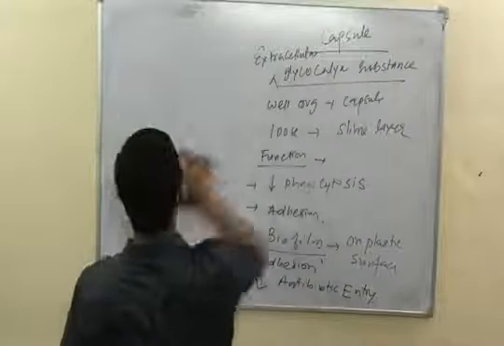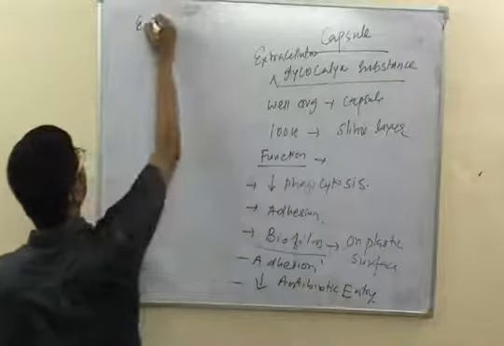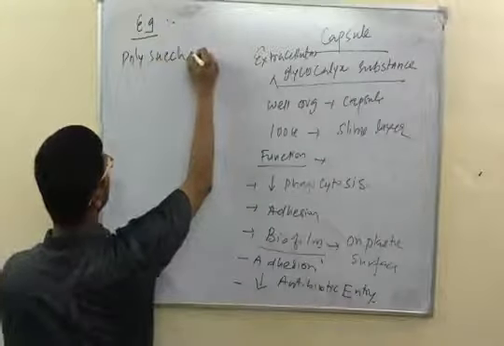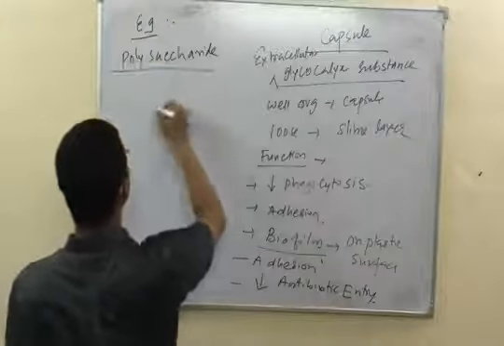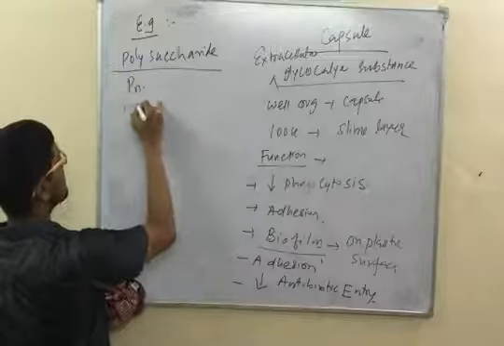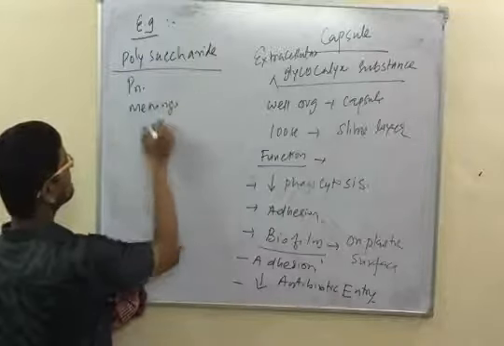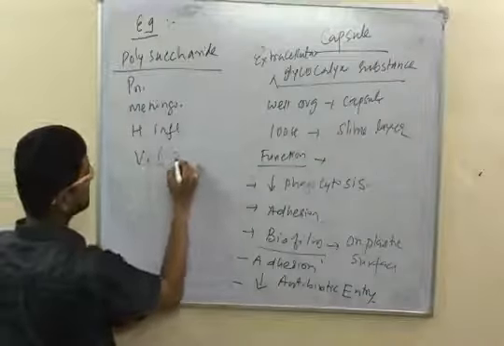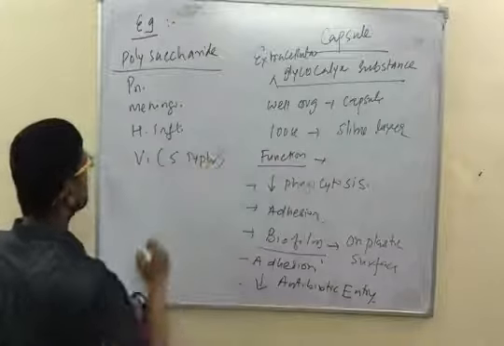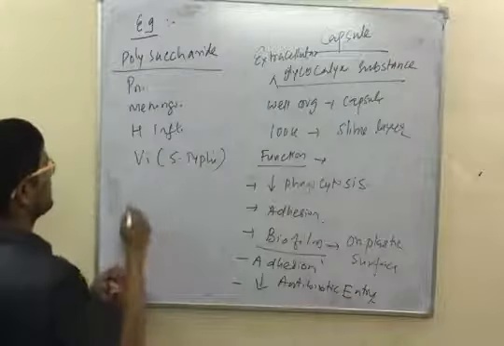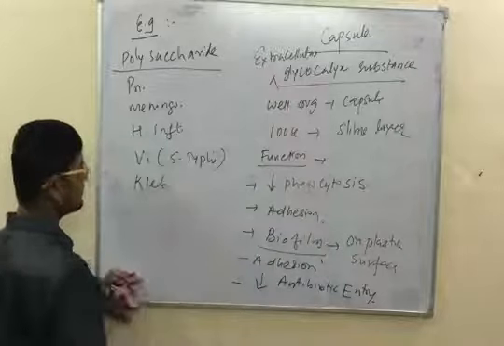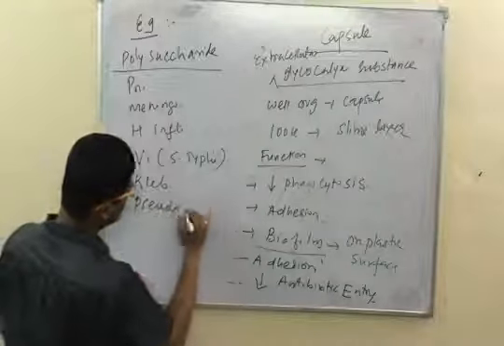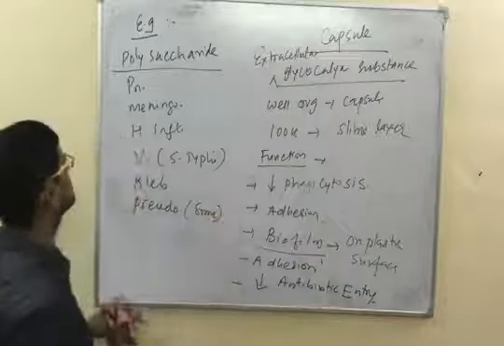There are various examples of capsulated bacteria. Most of the capsules are composed of polysaccharide. Examples are pneumococcus, meningococcus, H. influenzae, the Vi polysaccharide capsule of Salmonella typhi. All these are polysaccharide capsules. Klebsiella pneumoniae is one more example. Sometimes Pseudomonas also, not always, but some strains of Pseudomonas.